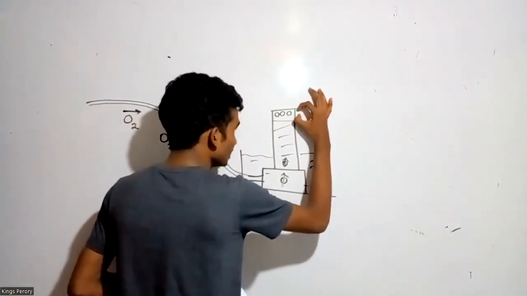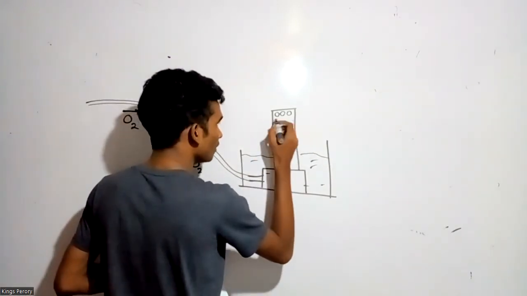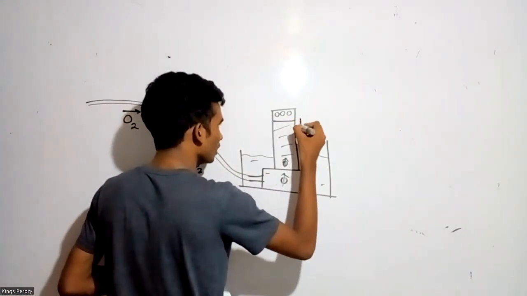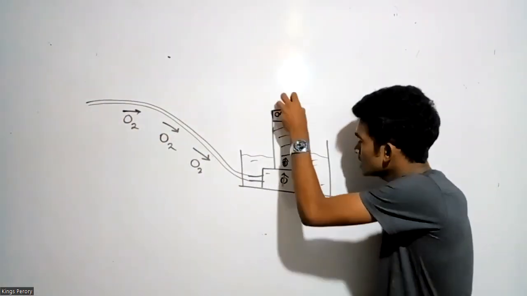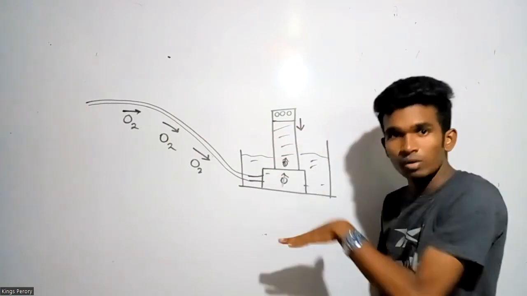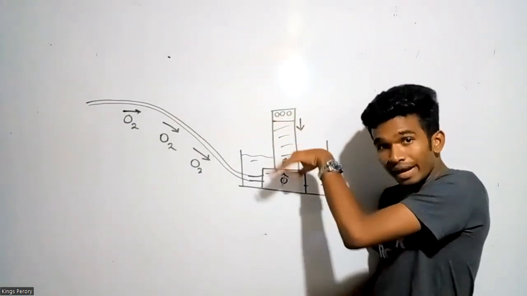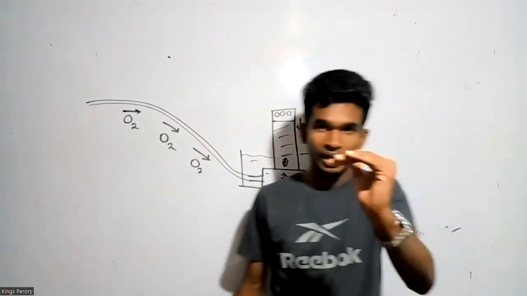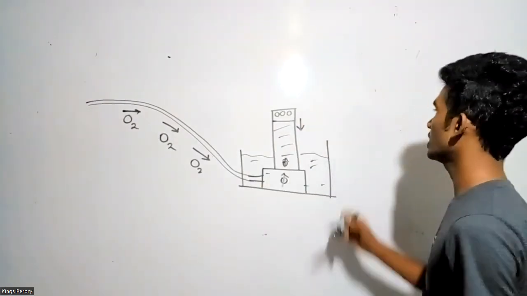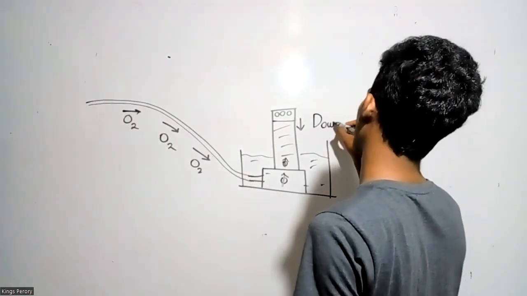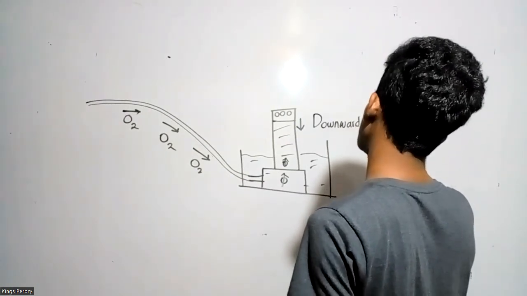If the space here is filled by gases, what will happen to the water level? The water level will go down. When oxygen goes and fills this space, the water level will go down. What do you call it? Downward displacement of water. Water is getting displaced down.